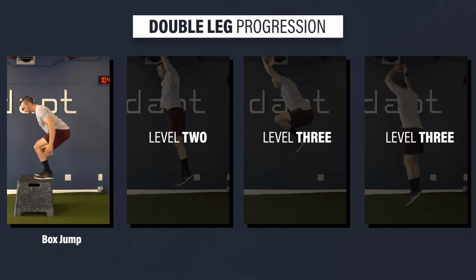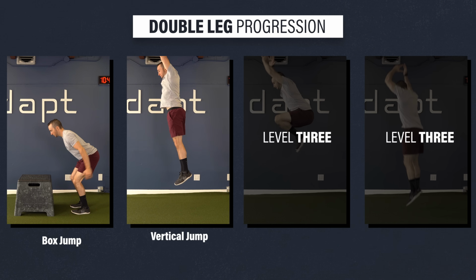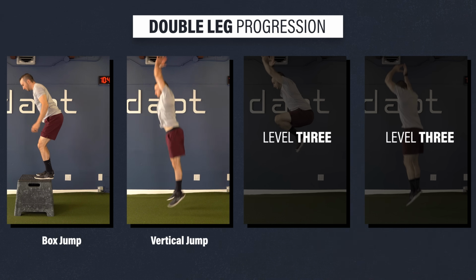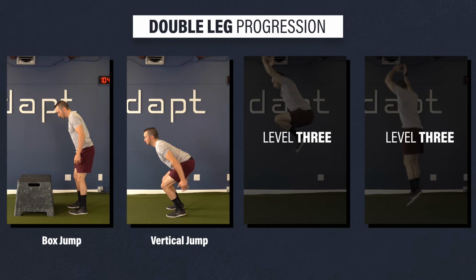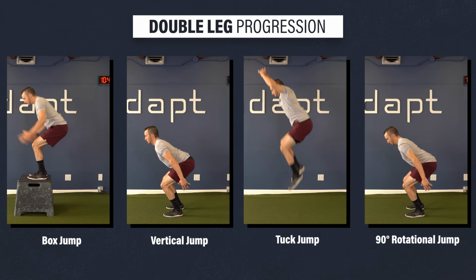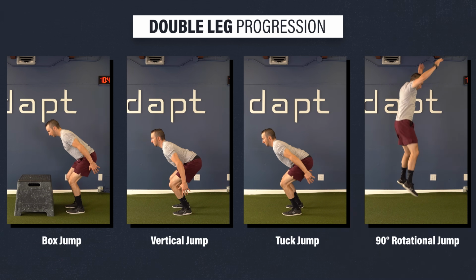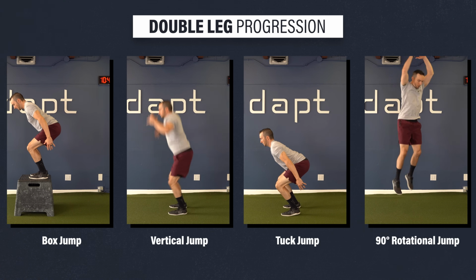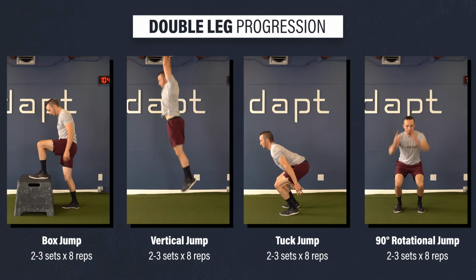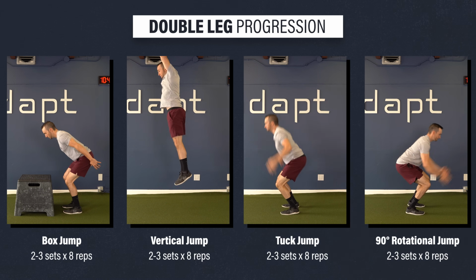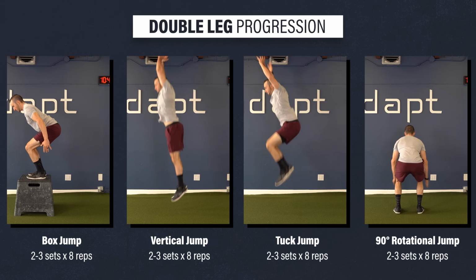Start with box jumps since these will reduce landing impact forces. Then progress by removing the box and performing vertical jumps for maximal height. Finally, you can progress to a tuck jump to further increase landing intensity, or try 90-degree rotational jumps. Emphasize maximal effort for each jump and perform for 2 to 3 sets of 8 reps at each level.